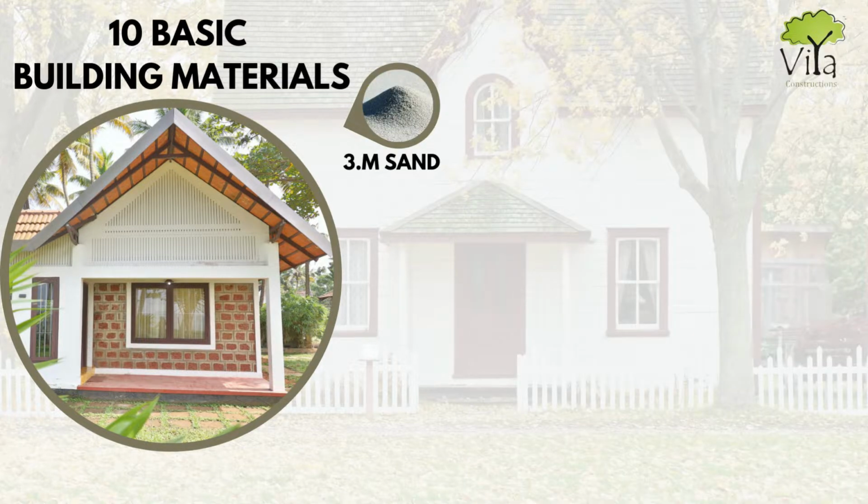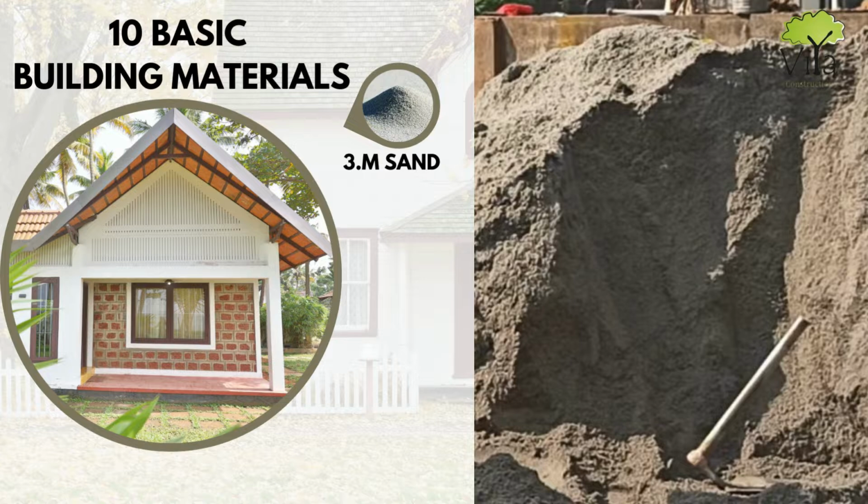The next item that we are talking about is mSand or manufactured sand. Sand is an important material used in construction. It is used for making concrete and mortar. Earlier, the river sand which was taken from the river beds was used for construction purposes.